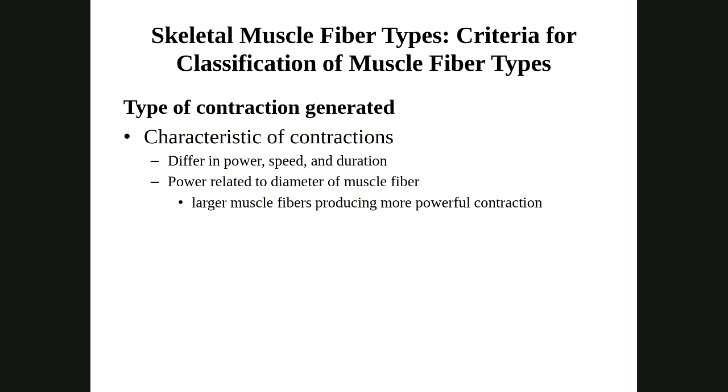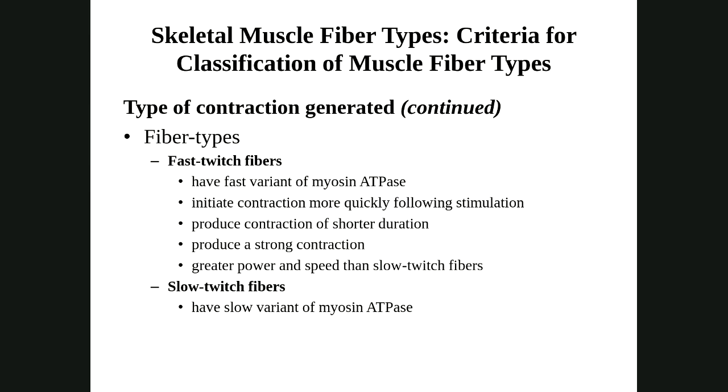So first off, I want to talk about some of the characteristics. We're going to see power and speed and duration. That's kind of the key here. And this power, as it says here, is related to the size of the muscle fiber. So if you want more powerful contractions, you're going to have larger muscle fibers to produce those more powerful contractions. So let's talk about this. Fast twitch versus slow twitch are the main two types that I like to discuss.